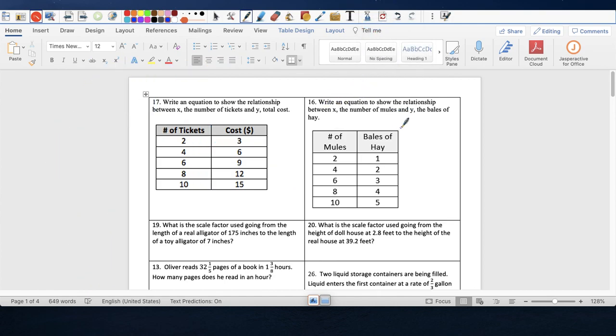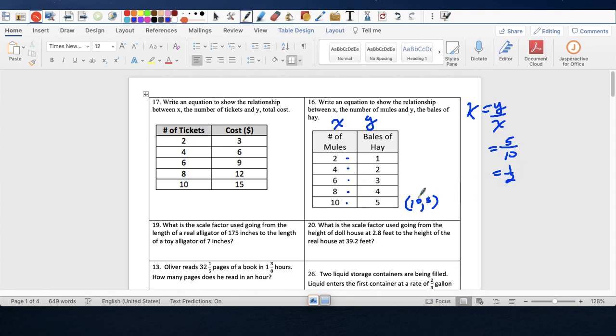Same thing. Write an equation to show a proportional relationship between x, the number of meals, and y, the bales of hay that they eat. So this is my x, and this is y. So again, find that constant of proportionality. And this one, I think it's easier. Do you really need to do k equals y over x? Maybe you do. So we have points 2, 1; 4, 2; 6, 3; 8, 4; 10, 5. It doesn't matter which one you pick, so let's say this point right here, 10, 5. You would do 5 over 10 because it's y over x, and you get a half.